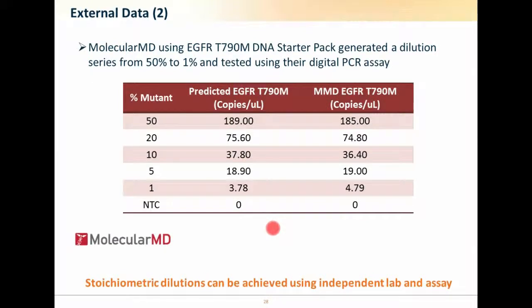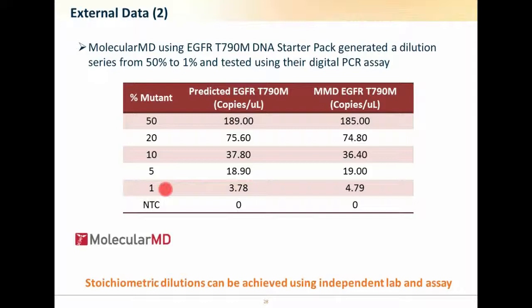Similarly, here's another nice example where we're working with Molecular MD, and they took our EGFR T790M DNA starter pack. A starter pack is where we provide a mutant vial on its own and a wild type vial, and you can combine the mutant and the wild type to generate a dilution curve from, say, 50% all the way down to 1%. And this is exactly what Molecular MD did, and their curve was from 50% down to 1%, and they tested it using their digital PCR assay.